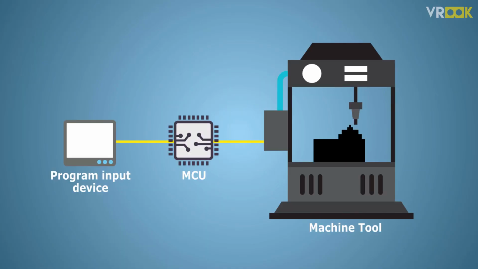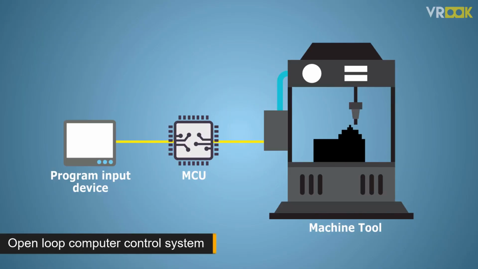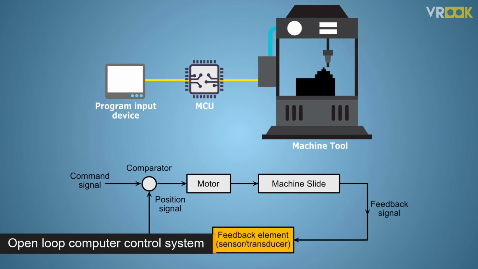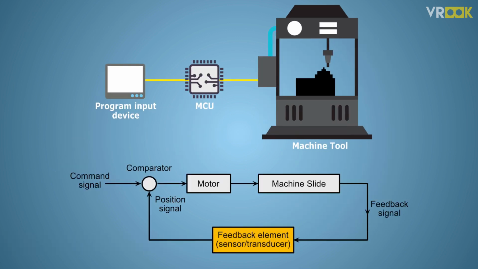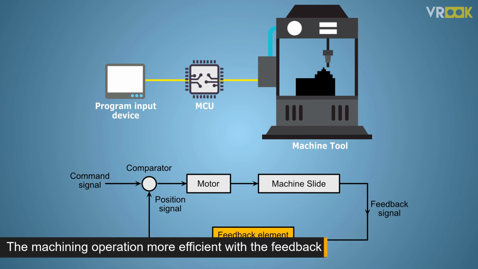What we see here is an open loop computer control system. We can have a feedback element or a sensor which continuously gives data about the machine tool. For example, through feedback, we will know whether the tool is in the right position or not. If not, the program will place the machine tool at the right position. So we can make the machining operation more efficient with the feedback.